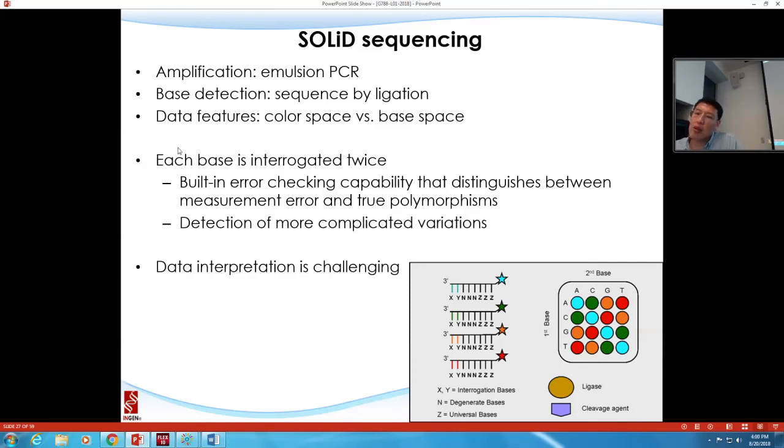But they are trying to sell it in the way that each base is being interrogated twice, and because of the chemistry they went through, the detection is more accurate. It turns out I haven't seen the increased level of accuracy. But I do see the data interpretation is very challenging and confusing. I think that is part of the reason they are going away from the market.